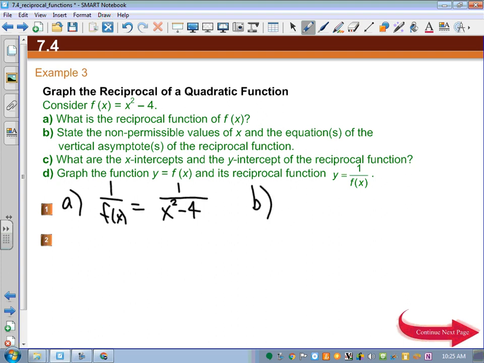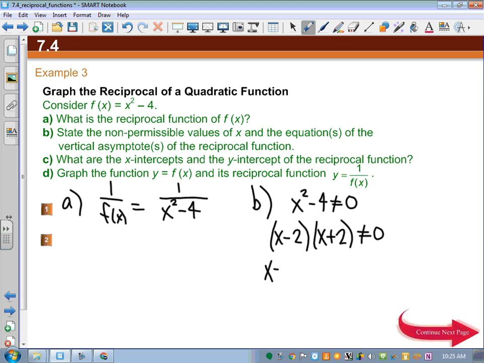As soon as we look for non-permissible values from chapter 6, try to remember that the denominator can't be 0. So that means that x squared minus 4 cannot be equal to 0. A couple different ways of solving this. I like factoring the best. That's a difference of squares. So it factors into x plus 2 times x minus 2 can't be 0.